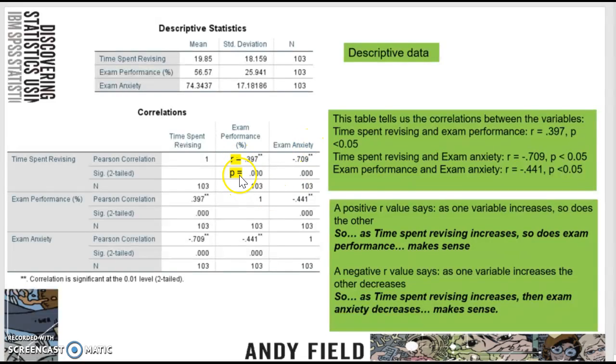And I added these R and P. Okay, this is not going to show up in your SPSS, but you read it as going across. So you say time spent revising, the correlation coefficient is 0.397, the probability is 0.000. So that is significant because it's less than 0.05.